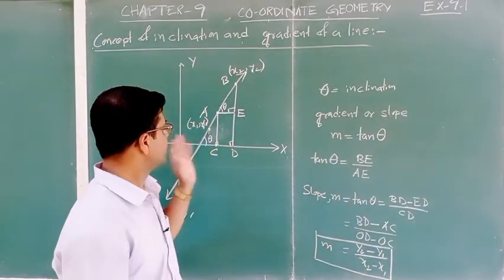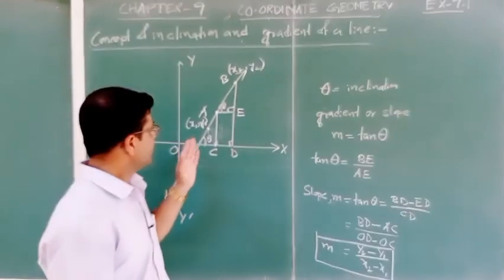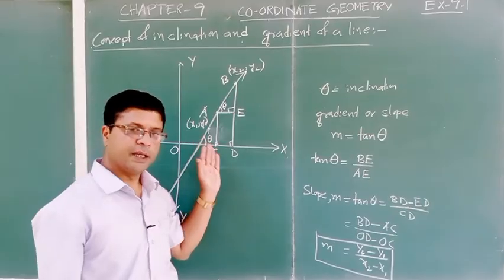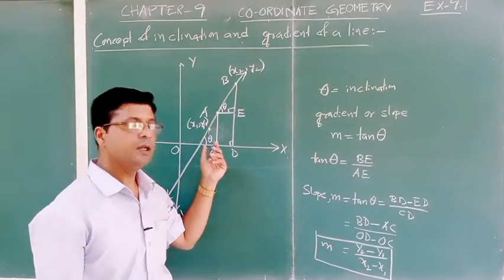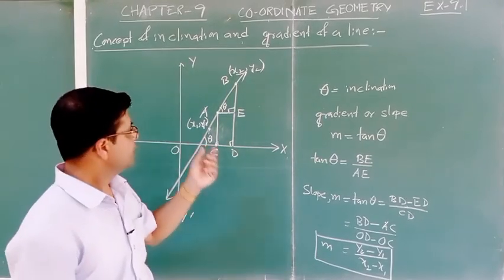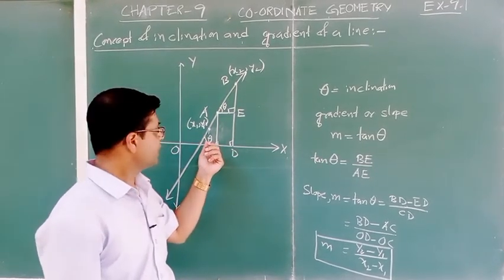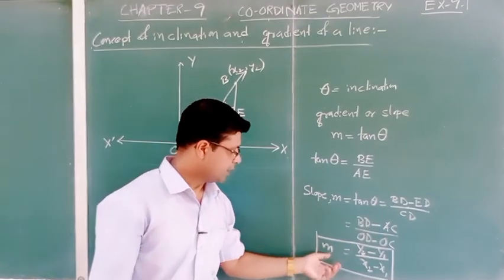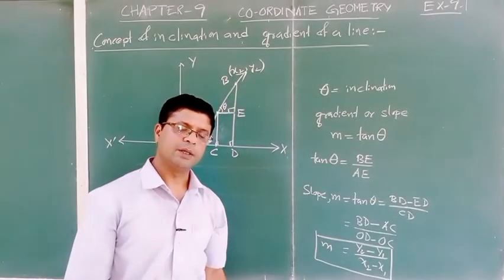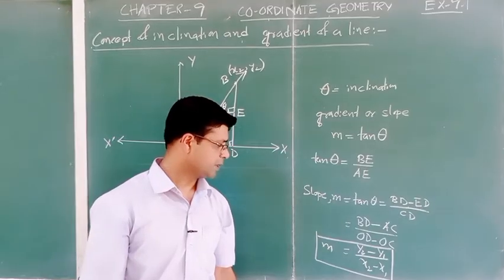So what we have learned in this concept is that the line makes an angle with the positive direction of the x-axis. That angle is called inclination, and the tangent of that angle is called the gradient or slope. In terms of coordinates, the slope is found as y2 minus y1 divided by x2 minus x1.